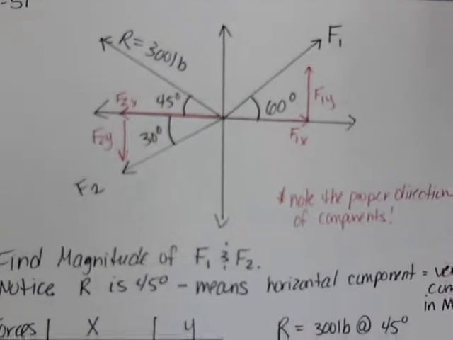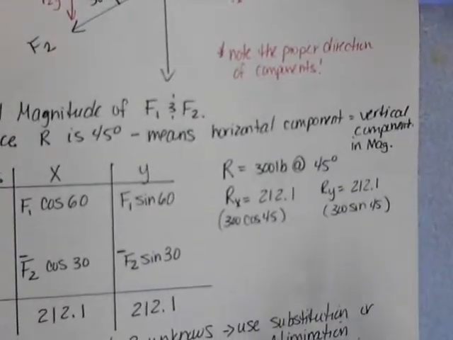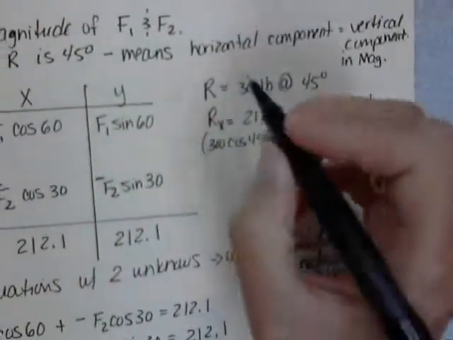Let's see. I think I may have made a mistake. Let me think here for just a second. My resultant is x, so that's negative. Let's see. We need to make sure our signs are right.